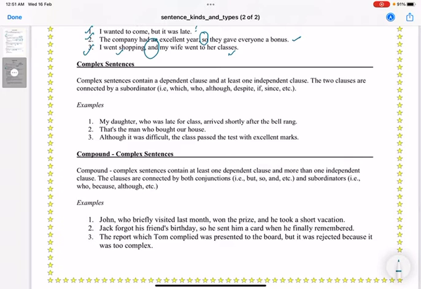Now, a complex sentence contains a dependent clause and at least one independent clause. The two clauses are connected by a subordinator, that is which, who, although, despite, if, since, etc. So first of all, I'll clear your doubt about what a subordinator is. It can be of two types. One can be a subordinating conjunction like since, if, although, and one can be a relative pronoun, which means which, who, that.